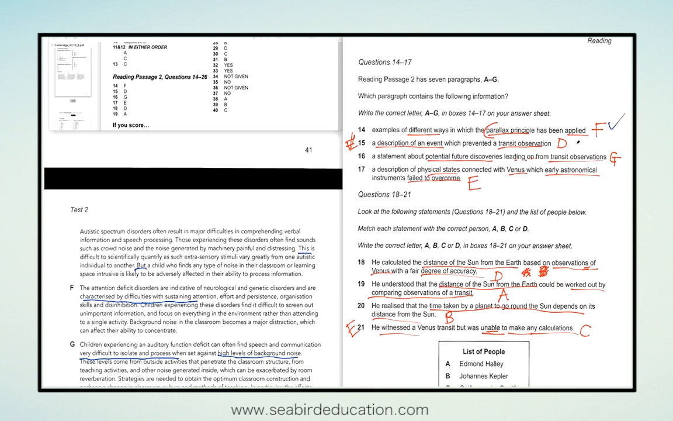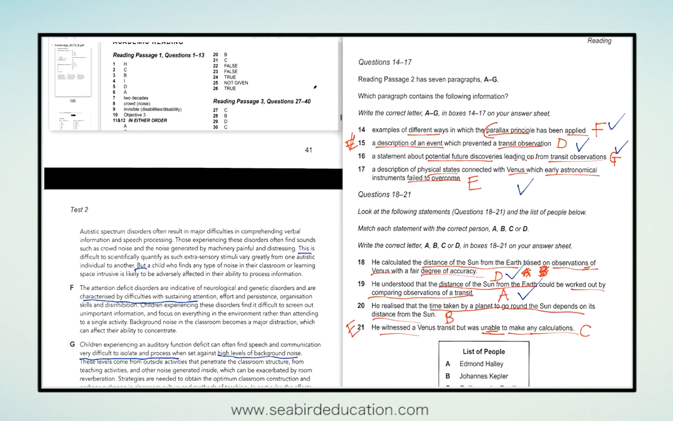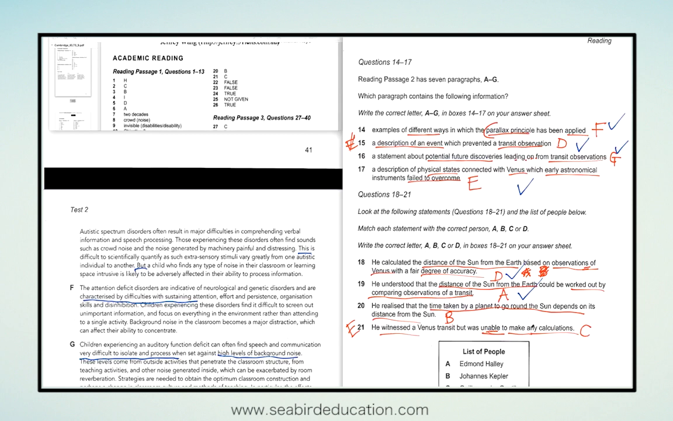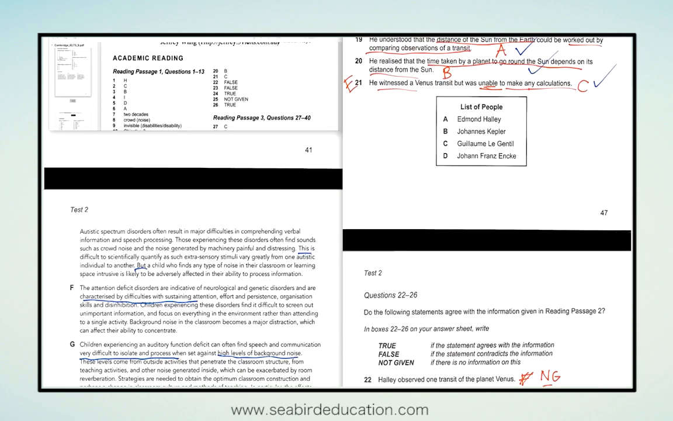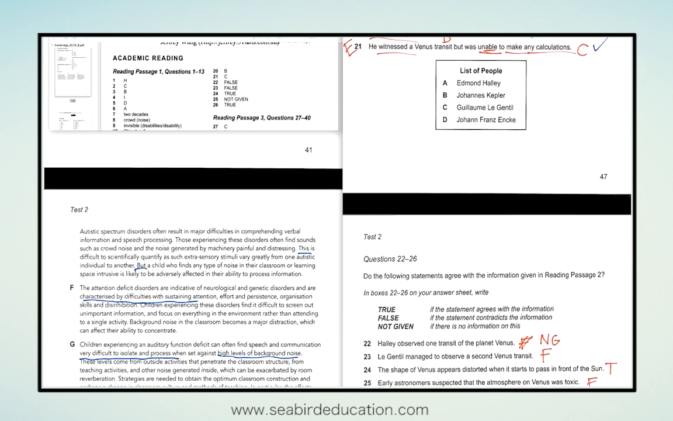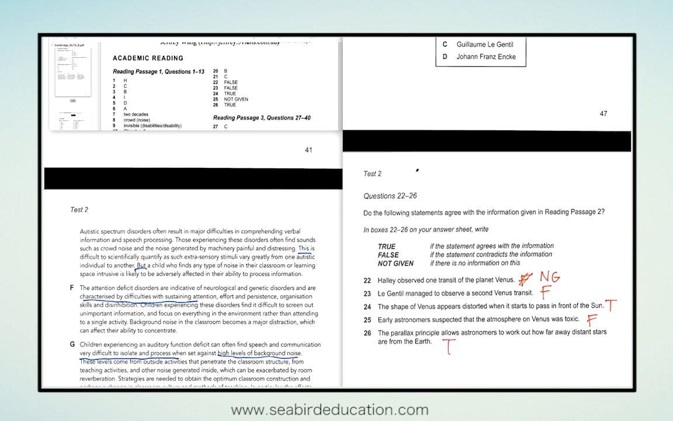F is correct, D is correct, G is correct. E is correct, and D and A is correct, and then B and C is correct. Thank goodness for that. A bit worried, especially question 18. And then 22 is not given, and this is false. Okay, let's go back to him.